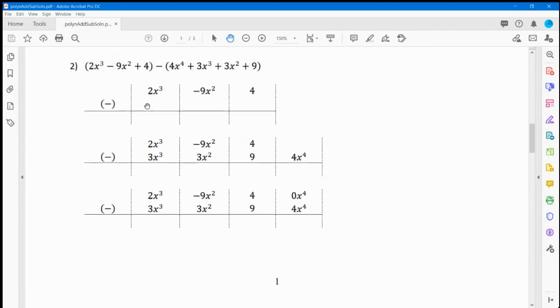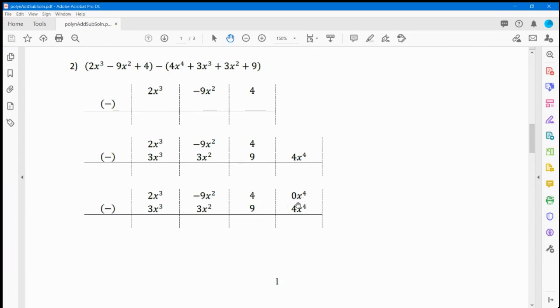3x cubed goes in here, as you can see. 3x squared goes in here. 9 goes in here, as you can see. All right, we have a blank entry here, so we can put 0 there as a placeholder.